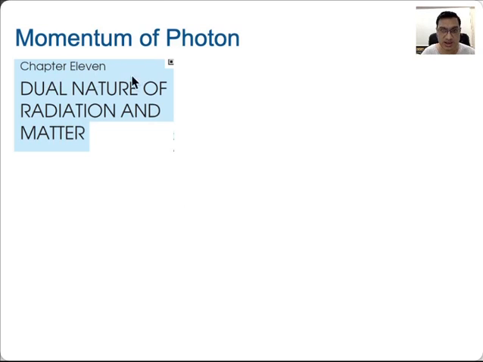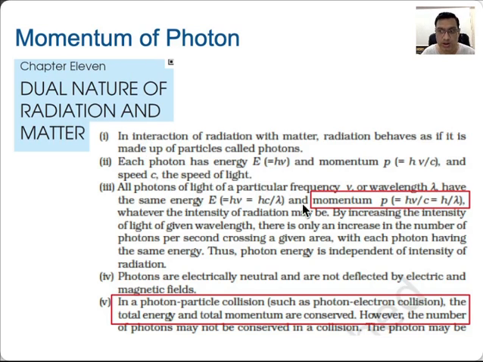So this is chapter 11, dual nature of radiation and matter. If I quote, all photons of light of a particular frequency or wavelength have the same energy, h nu or hc over lambda, and momentum p equal to h over lambda or h nu by c. So this you have already seen, but in this lecture I have shown you that this concept arises from the special theory of relativity.